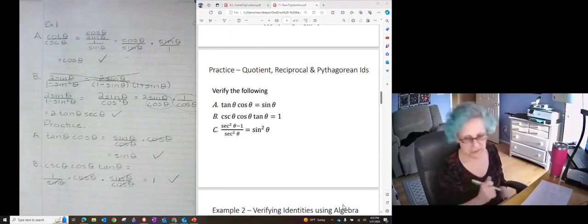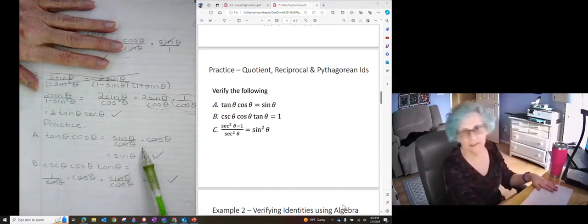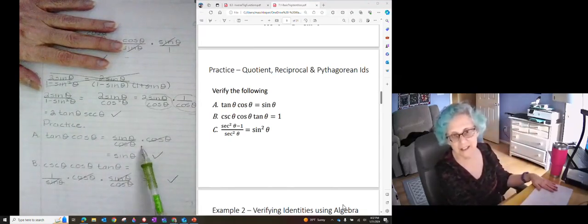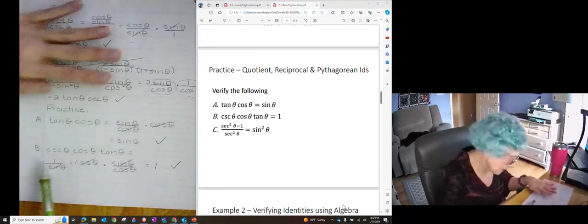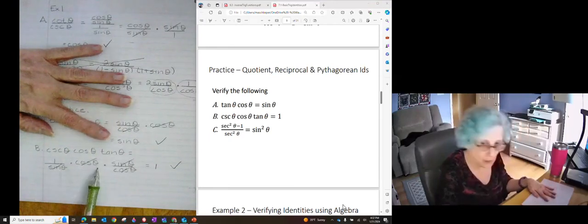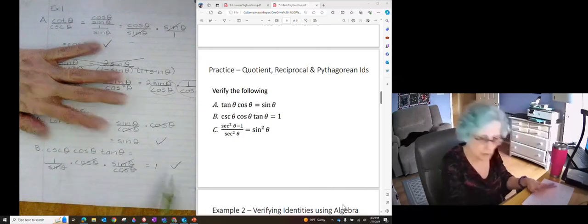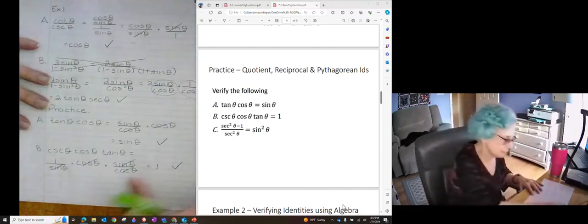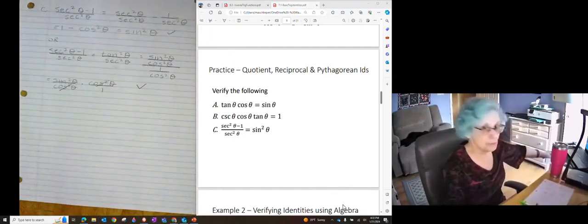Okay, these were pretty fun. So we have tangent times cosine. Easy enough. Tangent is sine over cosine. You get to cancel. Yay, canceling is fun. Write cosecant as 1 over sine. Cosine is as good as it gets. Tangent is sine over cosine. Cancel, cancel, cancel, cancel 1. Fun. The last one I was able to do 2 ways.